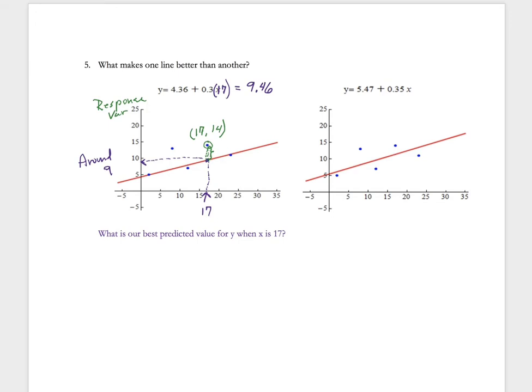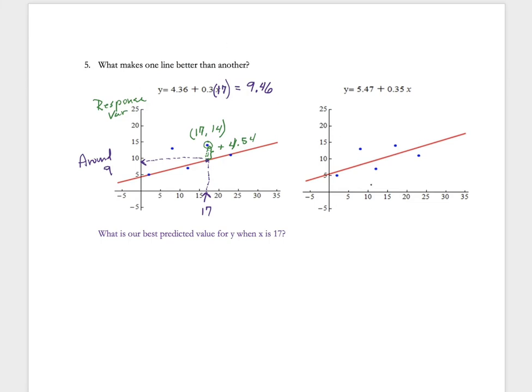In this case, we would need to correct that error by adding 4.54 to our prediction. 9.46, our predicted value, plus 4.54 gives us the actual variable value of 14 for when x is 17. Let's take a look at the other line.